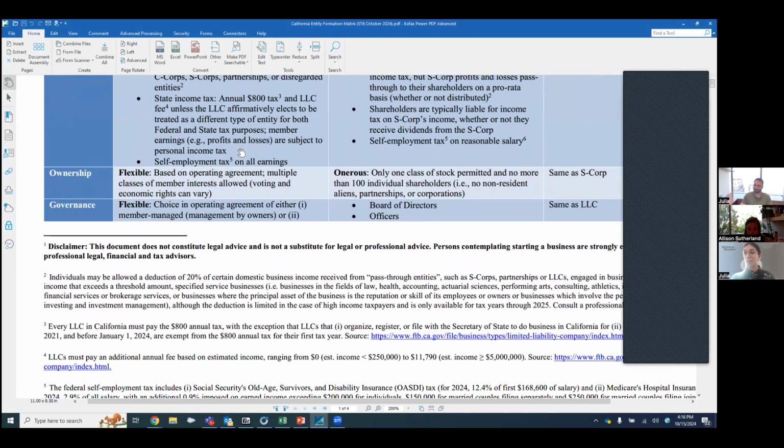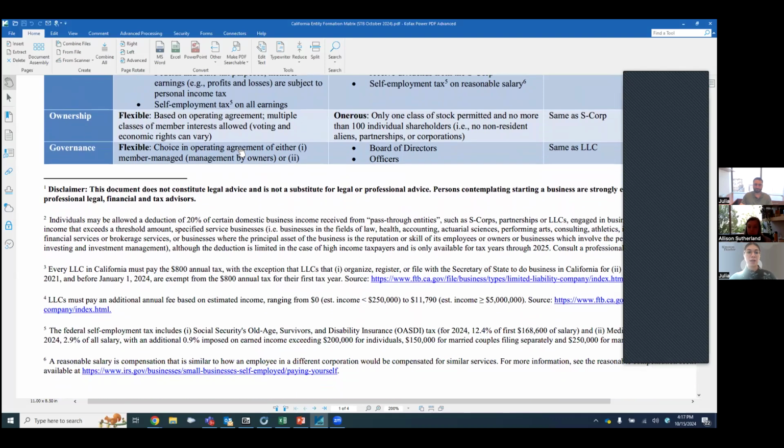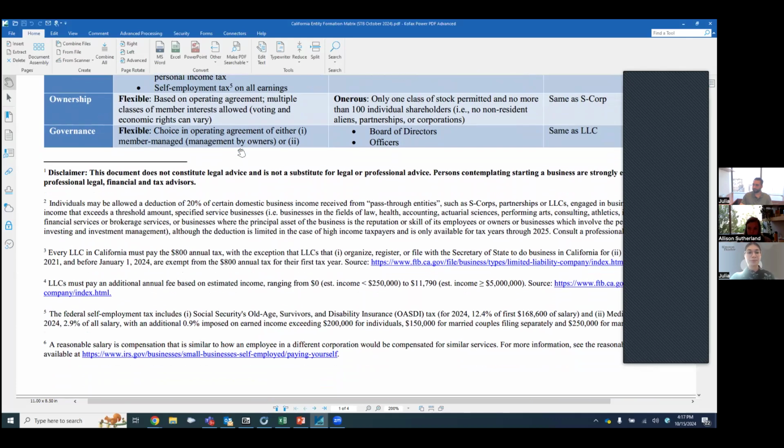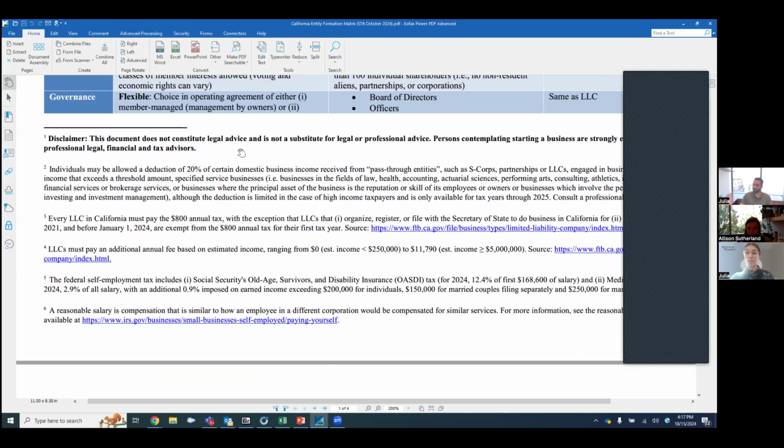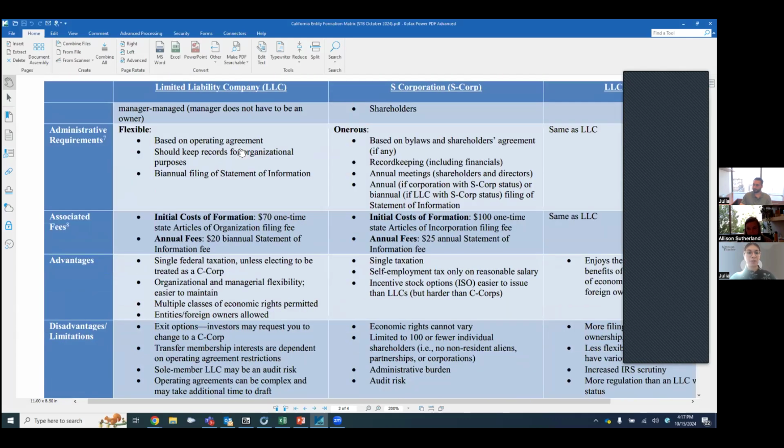So again, this resource will be shared. So if this seems complicated, you can take some time to digest this and then potentially reach out to the clinic if you wanted to discuss issues specific to your business. Ownership of LLCs is flexible. It's based on an operating agreement, meaning that the people who participate in the business can have a variety of different voting and economic rights, and also can have a flexible governance structure. So, how the business is run, the LLCs offer flexibility for that as well.